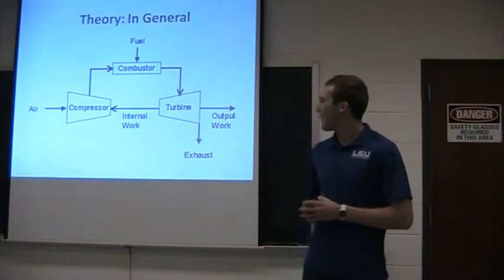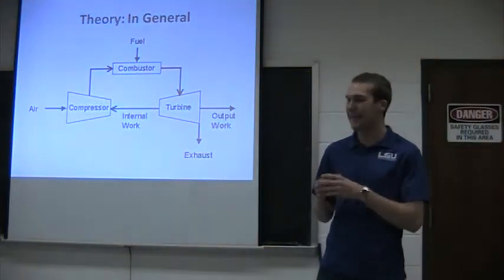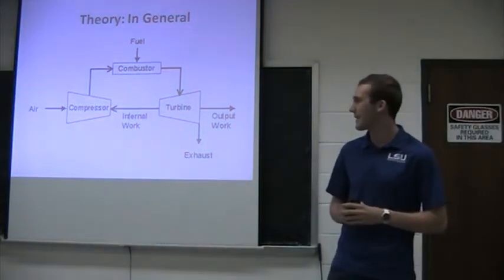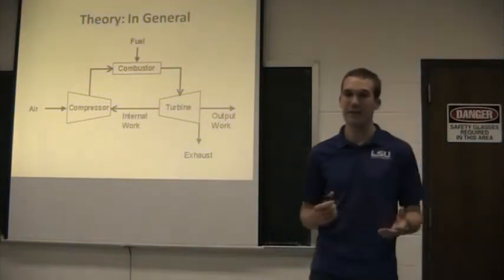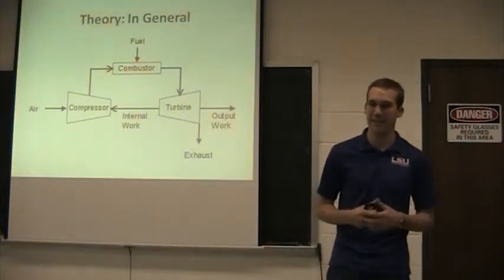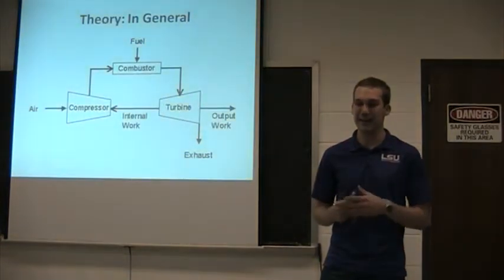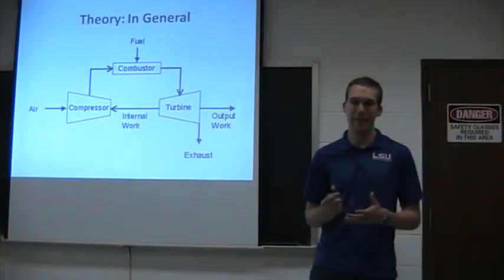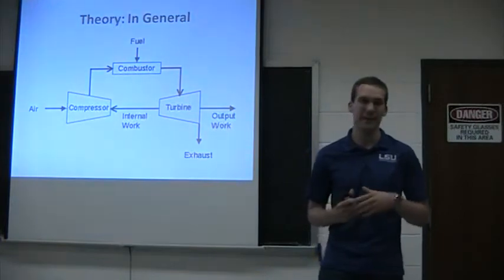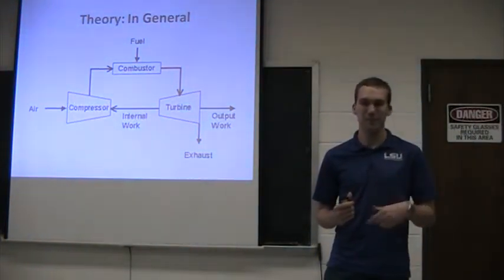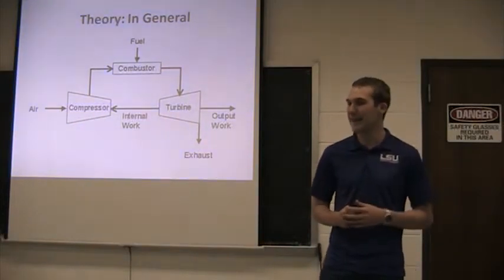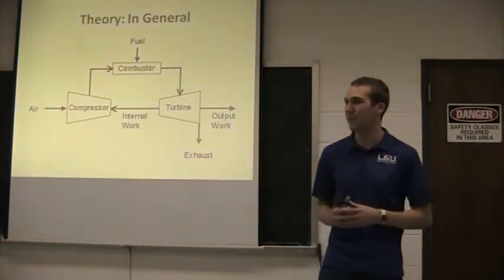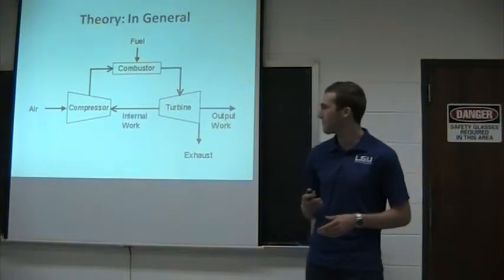A little theory in general. It's basically taking the apparatus and breaking it down into a schematic sense. The air comes into the compressor, then goes to the combustor, mixes with fuel, goes through a chemical reaction, combusts, and goes through the turbine. The turbine is responsible for the output work, which is really in two parts. You have the internal work, which spins the main shaft, which ultimately feeds back to the compressor, and you also have the true output work, which leads to your propulsion.